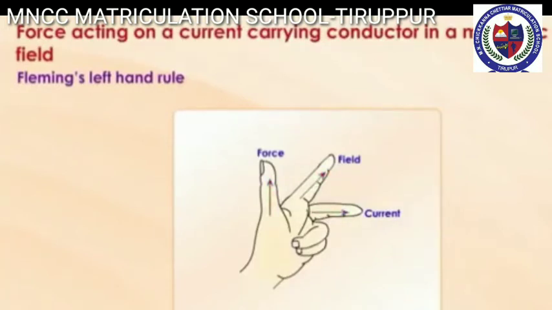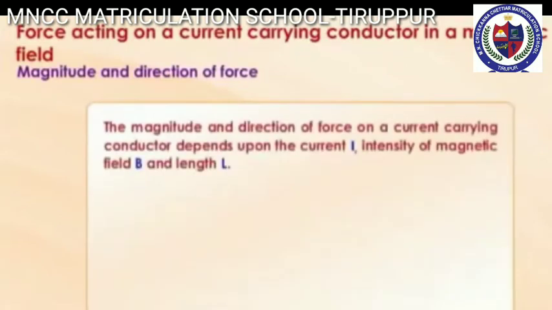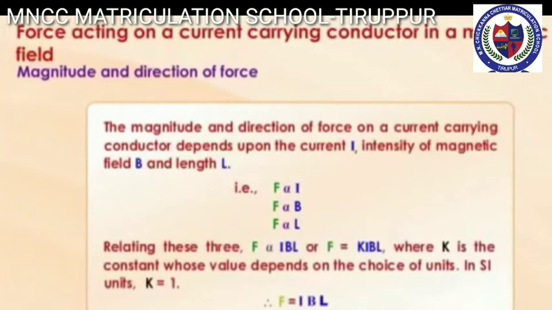Next one, magnitude and direction of force. The magnitude and direction of force on a current carrying conductor depends on the current I, intensity of magnetic field B and length L. If a current I is flowing through a conductor of length L kept perpendicular to the magnetic field B, then the force F experienced is given by the equation F is equal to I into L into B, or F is equal to I into B into L.